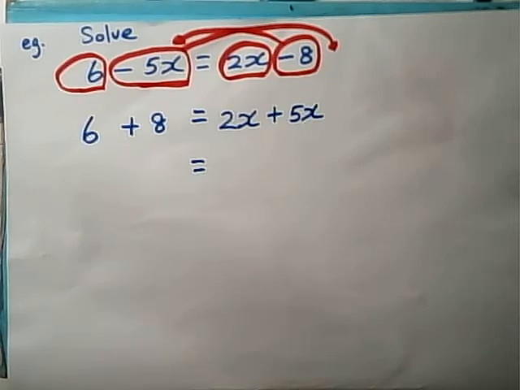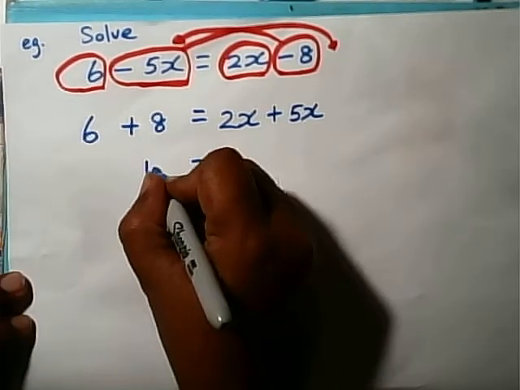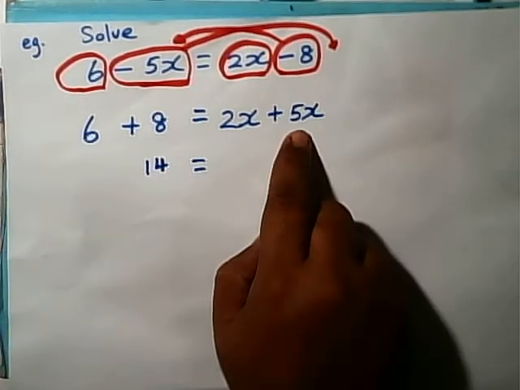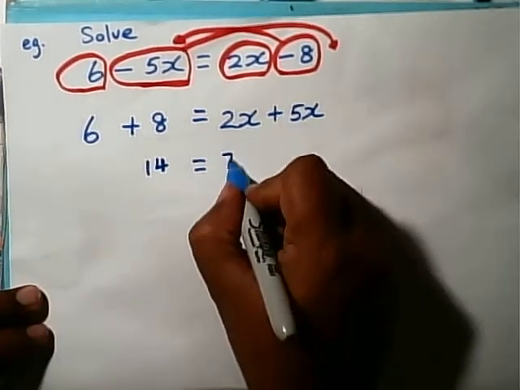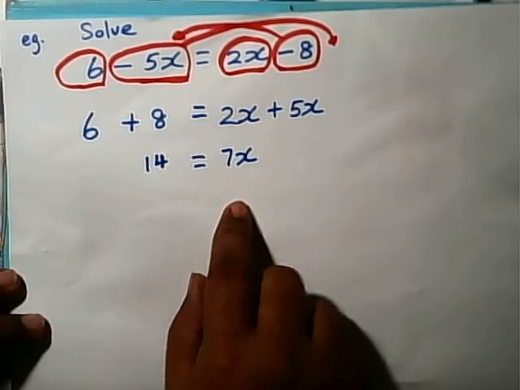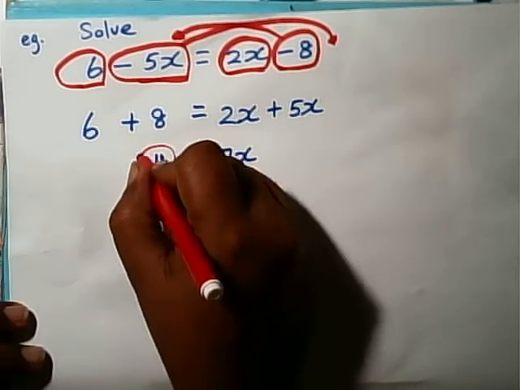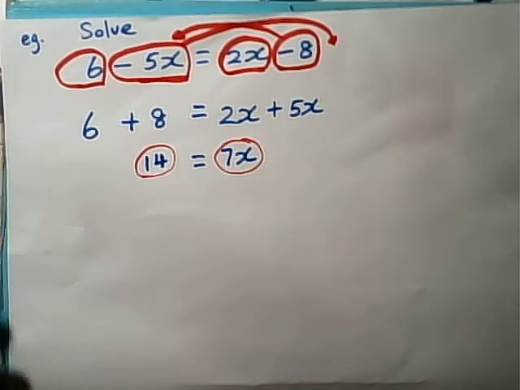Okay, we can simplify as we have like terms next to each other. 6 plus 8 is 14. And 2 plus 5 is 7. So 2x plus 5x gives you 7x. Now that we have reached this point, we can't move terms anymore. We have just one term here and one term here. I need to get x alone.